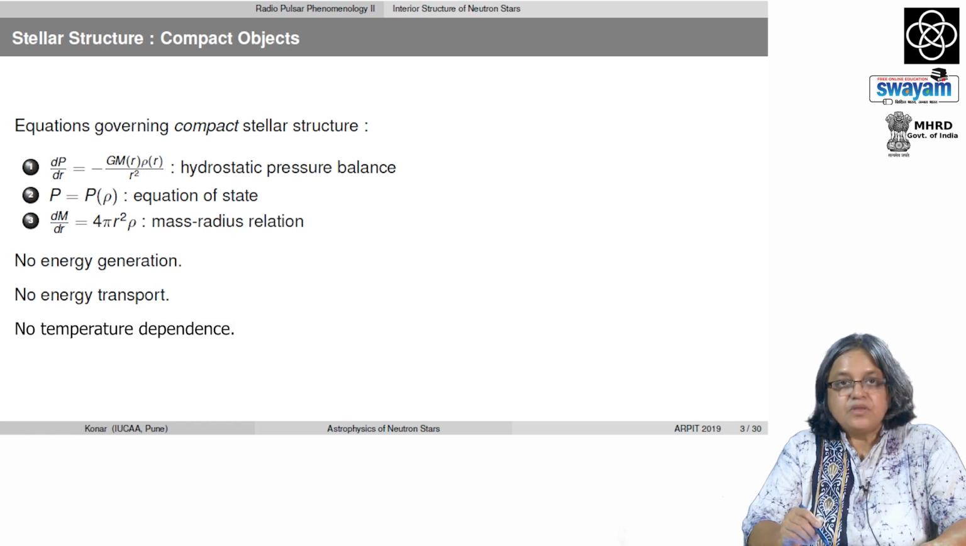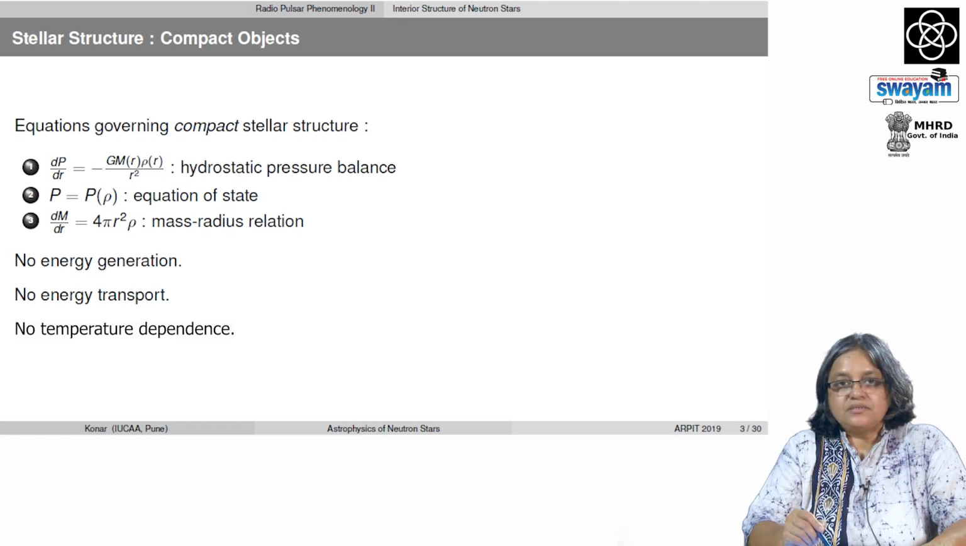Now, for the compact objects, the compact stars to be specific, the equations governing these compact stellar objects are only 3, because there is no energy generation and therefore, no energy transport. So, all we have are the hydrostatic pressure balance equation, the equation of state, and the mass radius relation. And we also must remember that there is no temperature in the system.